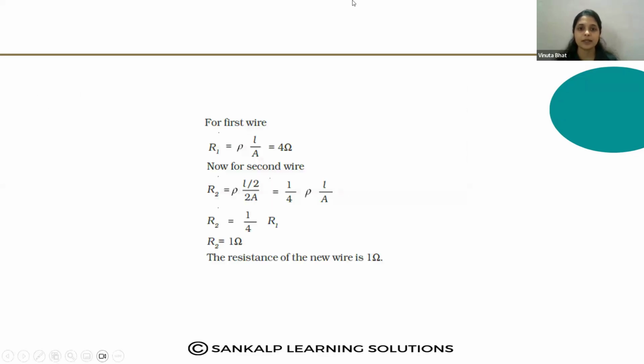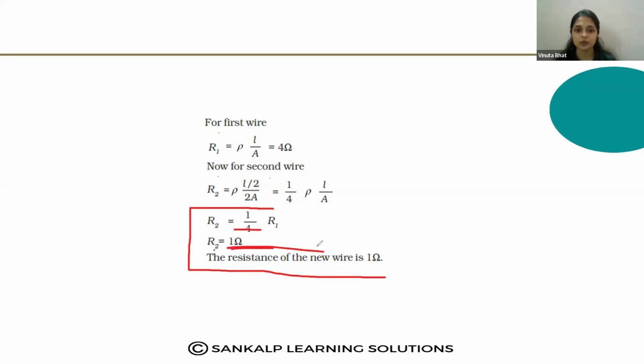Here, the first wire, R1, is equal to rho into L by A, that is equal to 4 ohm. For the second wire, the length is L by 2 and the area is 2A. So what you have to find out is 1 by 4 rho into L by A. So R2 will become this, that is equal to 1 by 4 into R1. R2 is equal to 1 ohm. The resistance of the new wire is 1 ohm. So like this, you have to solve it.